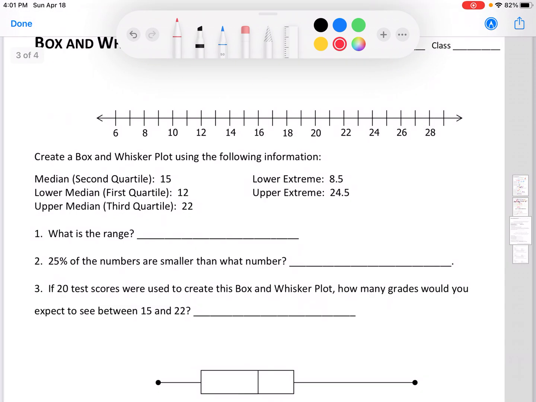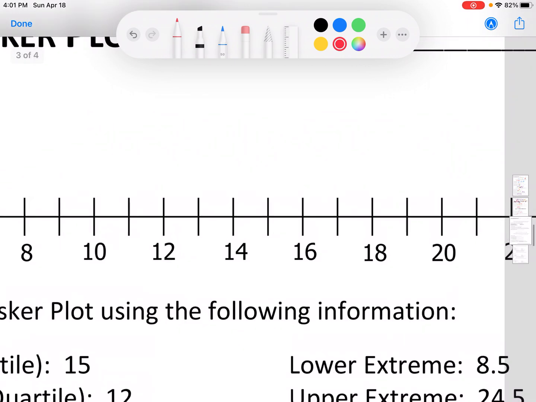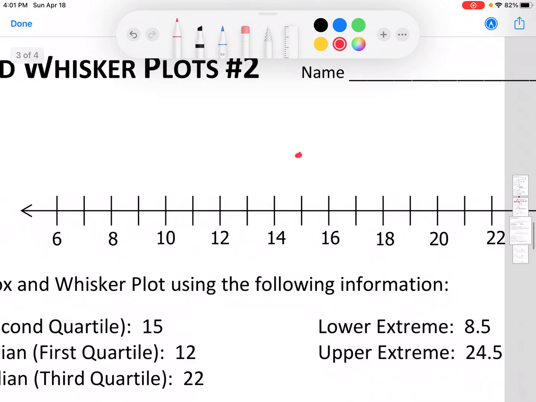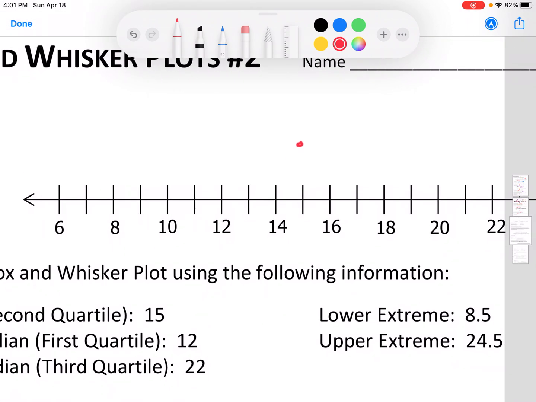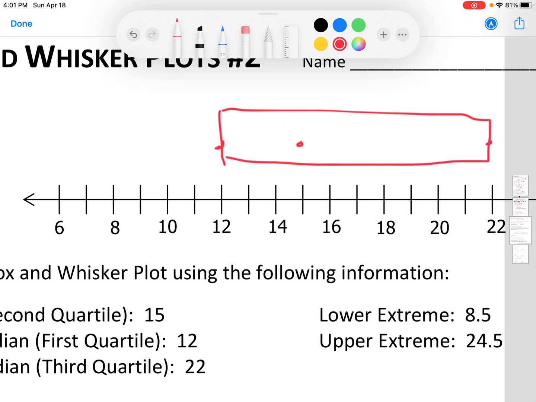All right, so now the next part is they want us to create a box and whisker plot given the following information. So they're telling us the median is 15. They're telling us the first quartile is 12. The third quartile is 22. So that's my box. And then my lower extreme is 8.5.